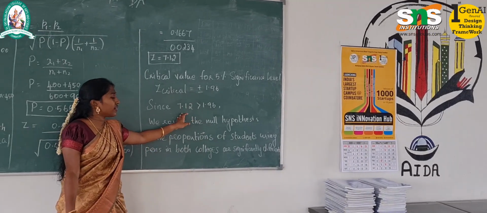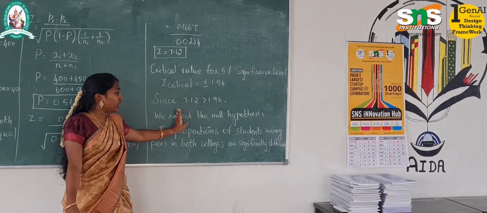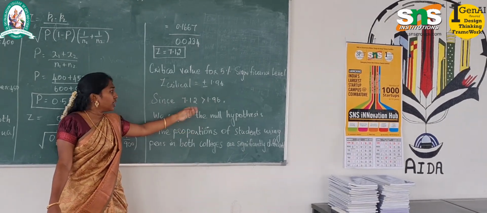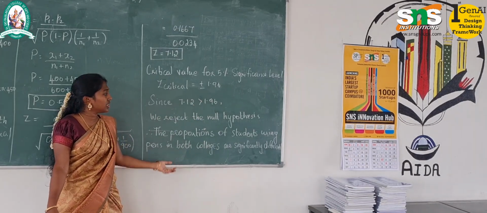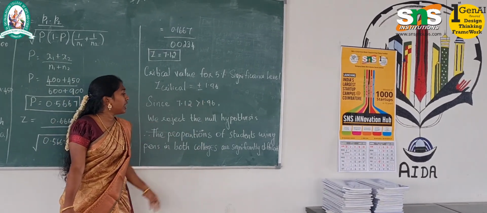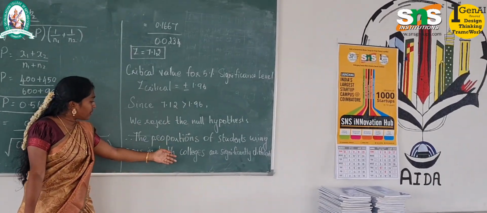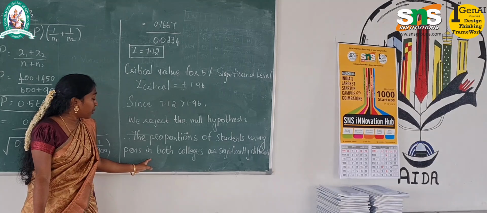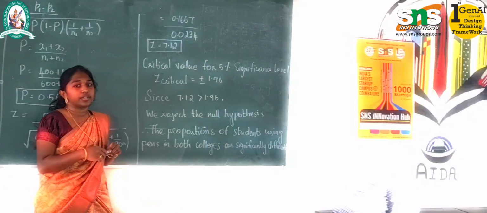Comparing both values, 7.12 is the higher value, so we are going to reject the null hypothesis. If the calculated value is less than the critical value, then we accept the null hypothesis. But in this problem, our calculated value is higher than the critical value, so we reject the null hypothesis. Therefore, the answer is that the proportions of students using pens in both colleges are significantly different. Thank you.